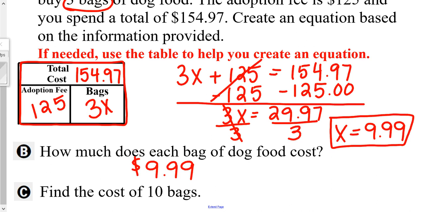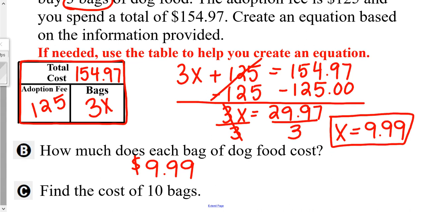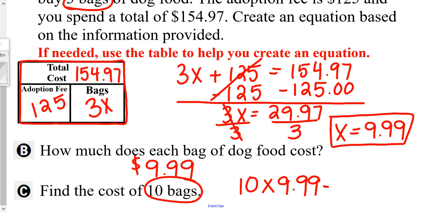Find the cost of 10 bags. So now that we know that 1 bag costs $9.99, we can use that information to help us find the cost of any amount of bags. This problem specifically is asking for 10 bags. So we're going to do 10 bags times $9.99, which is the cost of 1 bag, and we're going to get our total.